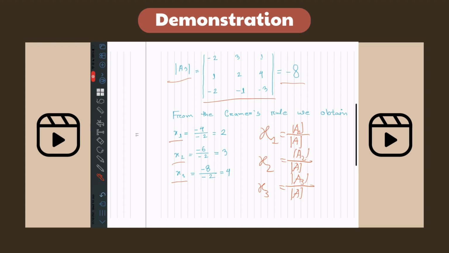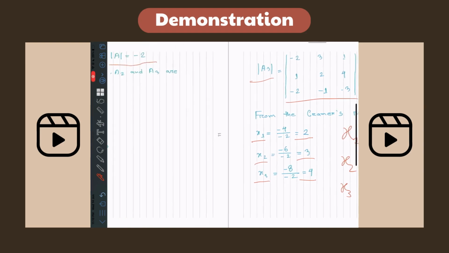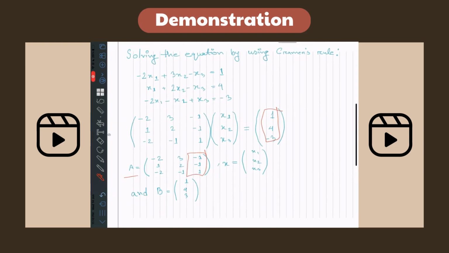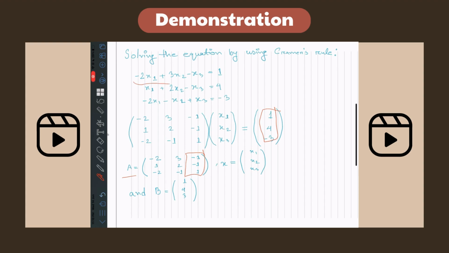And in such a way we would have found the values of x1, x2, and x3 as 2, 3, and 4. If we substitute the values of x1, x2, and x3 in the system of linear equations, we would find that the system of linear equations becomes true. So as a result, we can check and find that the values of x1, x2, and x3 are correct.